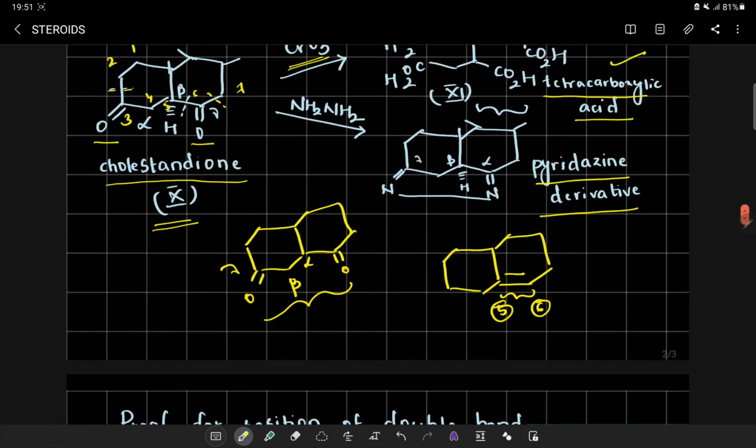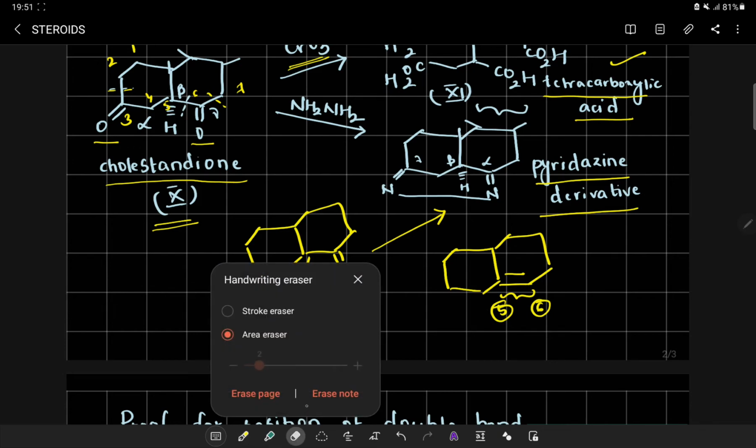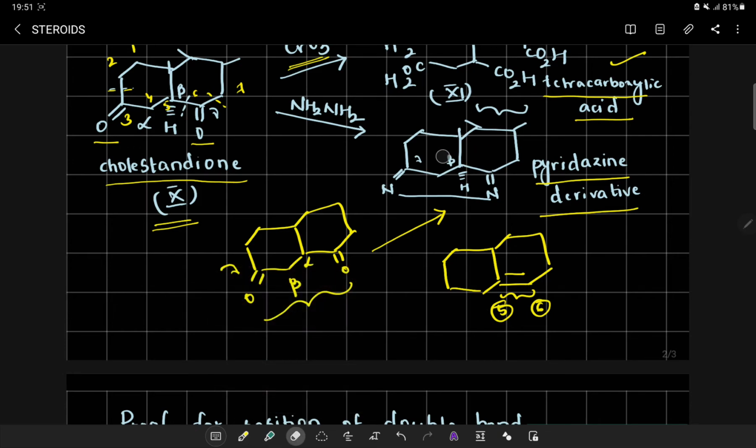When I try to do the same thing, because this gamma position dione system is present, it is going to react with hydrazine hydrate. In turn, it is again going to give me a pyridazine derivative, which is again gamma with respect to each other. Now for example, if I say that this is alpha, beta, gamma, looking at this pyridazine derivative, we can establish that the double bond is present between position number 5 and 6 of ring B. Hence, we can say that at position number 3, OH is present, and between 5 and 6, the double bond is present.